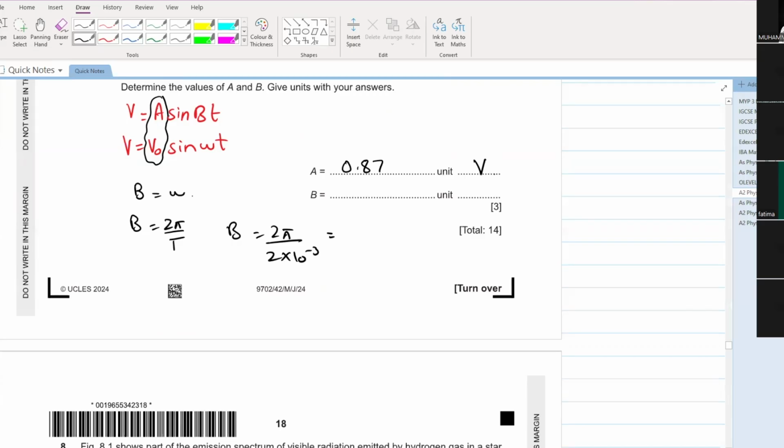Oh, what has happened here? Calculate the answer. OneNote is doing its own gymnastics here. Okay. The answer comes out to be 3100 radians per second. Now, sir, how do you know that the units will be radians per second? Because you can see B is equivalent to W and the units of W are radians per second. Any questions, any ambiguities here? The floor is open for you guys.